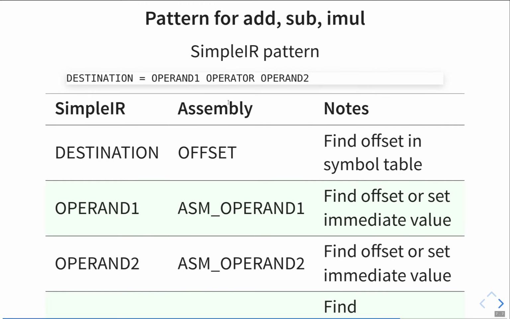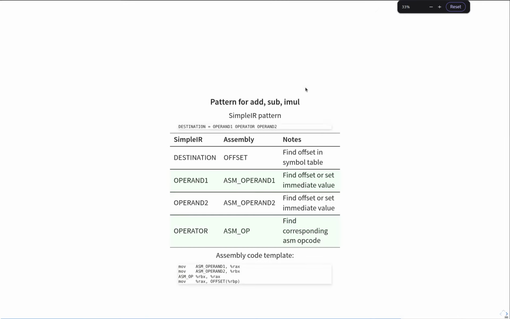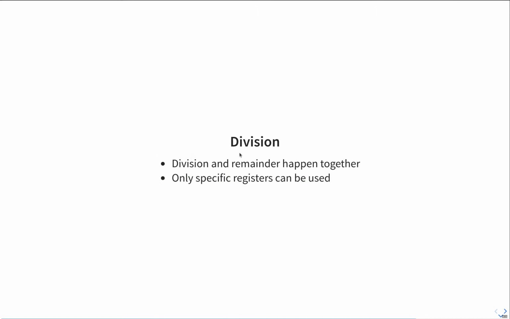And the big idea here, I'm going to zoom out a little bit so you can see this whole slide, is that we're just following this template. You can kind of see it at the bottom here. Just two move instructions, the appropriate operation, and the appropriate move instruction to move the result into the destination variable. Now this works for most of the operations, but there is an exception that I want to show next, because there's always an exception, you know. Division. Division is going to be a little bit different. Division and remainder are going to be a little bit different from add, subtract, and multiply.